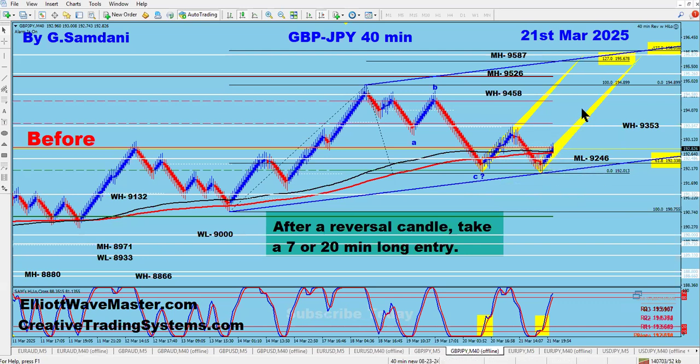Let's see if they continue to go to the upside, then I'll make the entry from the 7-minute or 20-minute chart. As I showed you all, they're gonna give me the entry. My EA is gonna open the trade, no problem, right? And I'll show you my trades next week.